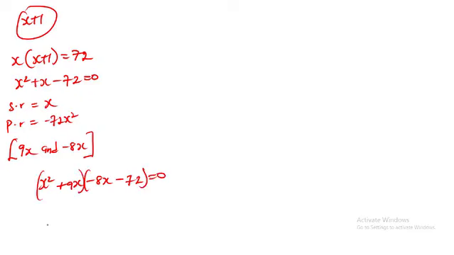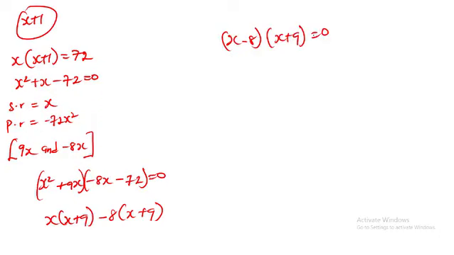What's common in the first bracket? x. We have x plus 9. What's common in the second bracket? Minus 8. And we have x plus 9 too, such that minus 8 times 9 will give us minus 72. Okay, the two brackets are now equal. So we have x minus 8 into x plus 9 to be equal to 0.